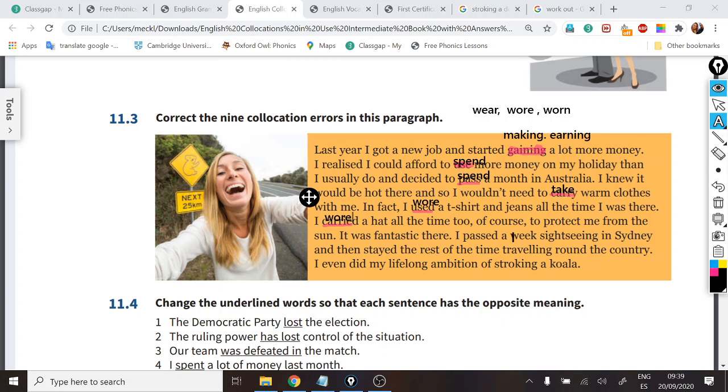I passed a week sightseeing in Sydney. Another mistake here. So as you already know, in English you spend time. So in the past, spent with a T. And then stayed the rest of the time traveling around the country. Okay, here. And then spent, because we talk about the rest of the time, yeah? So let me point that out. So spend the rest of the time. We talk about time, we use spend.